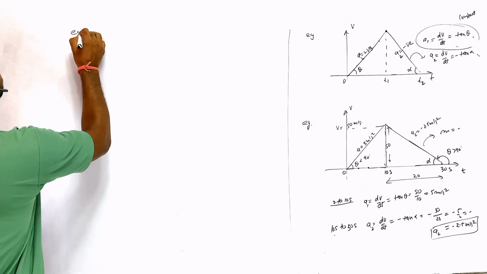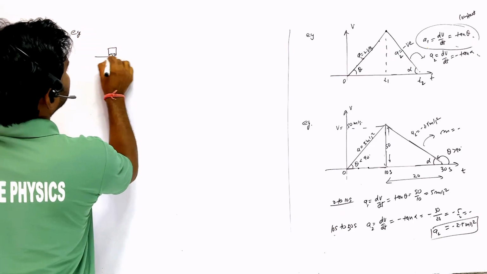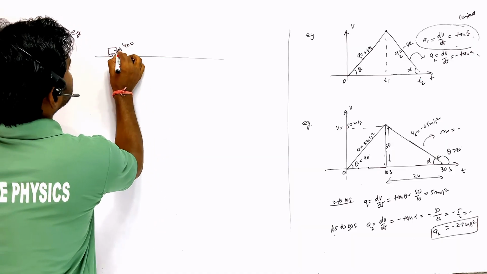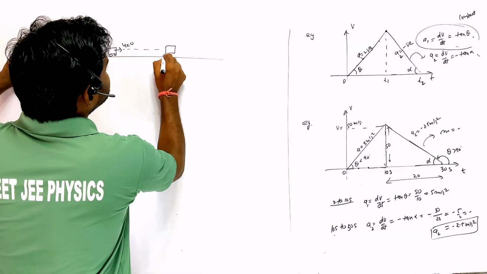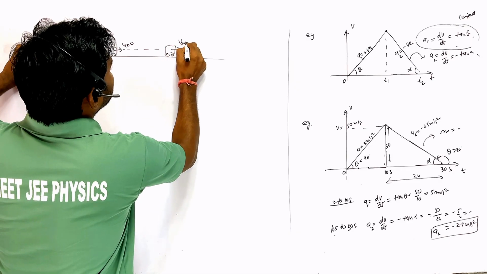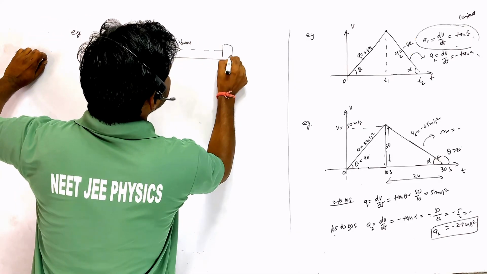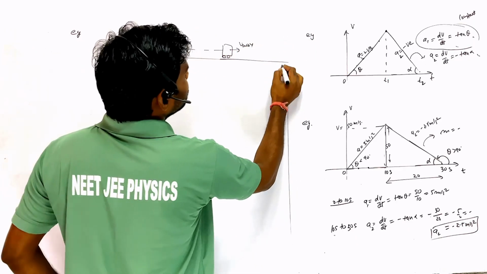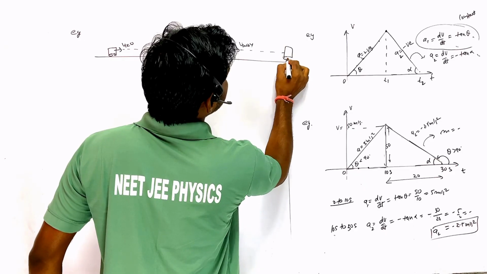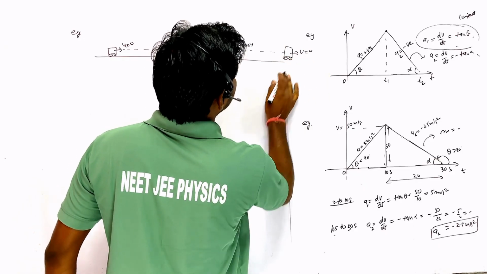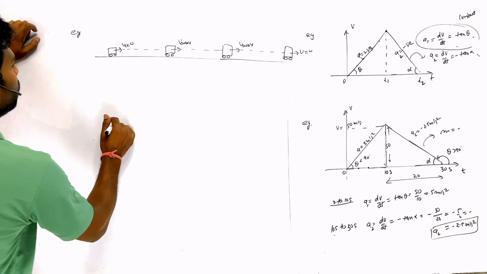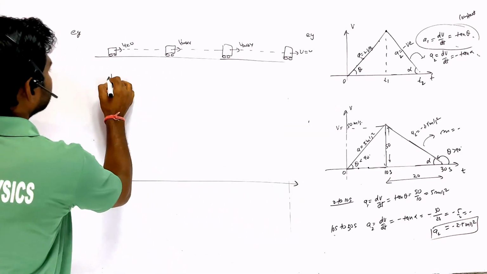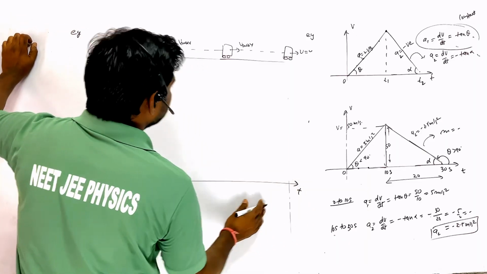For example, suppose there is a train. If you consider the metro train, it starts from 0 velocity, then it accelerates and achieves some maximum velocity. Then it will continue to move with this maximum velocity for some time, and for stopping at the next station, the velocity slowly decreases and finally becomes 0. Understood or not? So if you make the graph between the velocity and the time, this is the v and this is the time t.